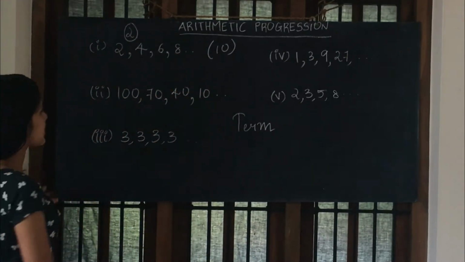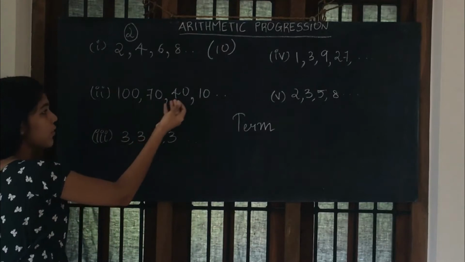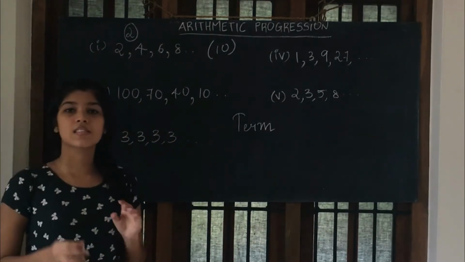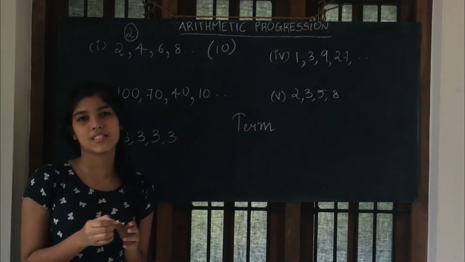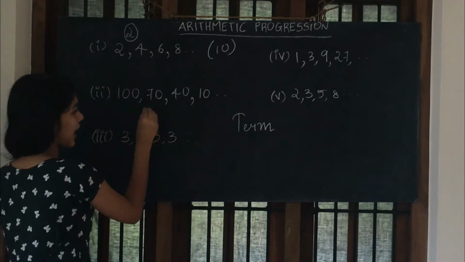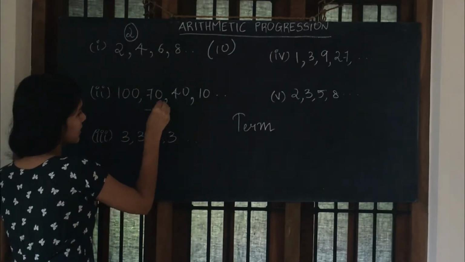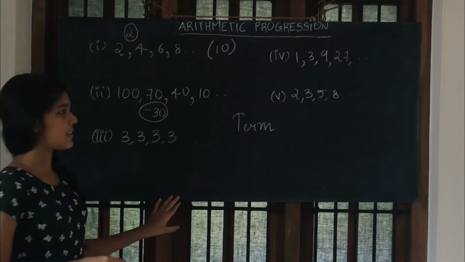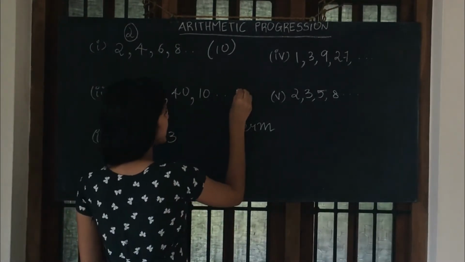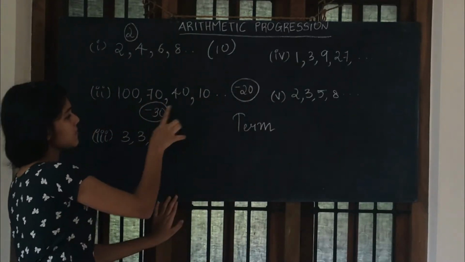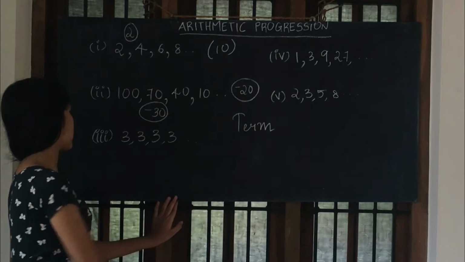Now, in the second series we have 100, 70, 40, 10 and so on. Here, we are subtracting 30 from each term. Instead of saying subtracting 30, we can also say that we are adding minus 30 or negative 30 to each term to get the next term. So, the next term will be minus 20, which is 10 plus minus 30 is equal to minus 20.